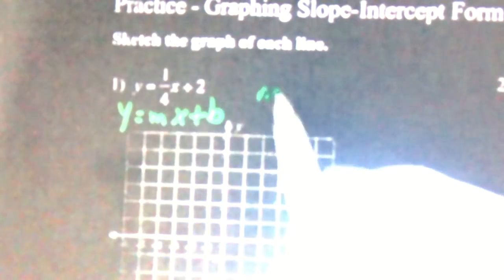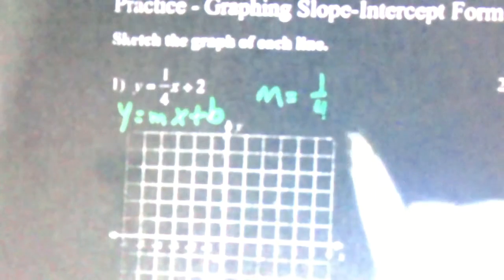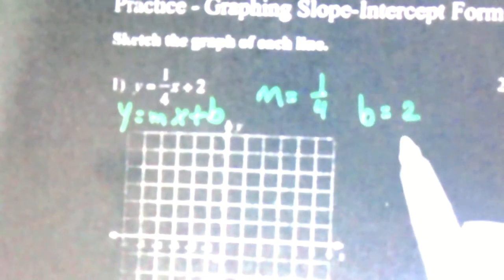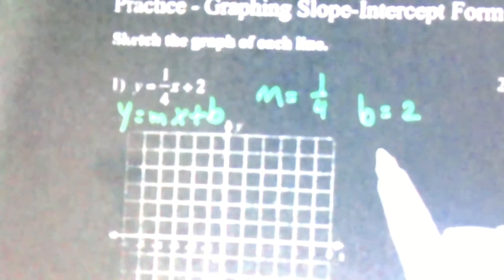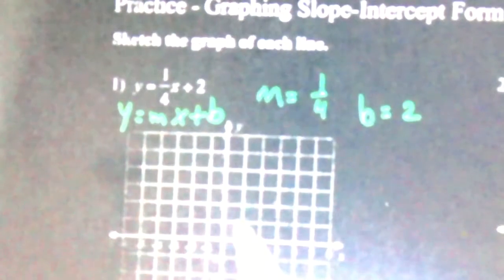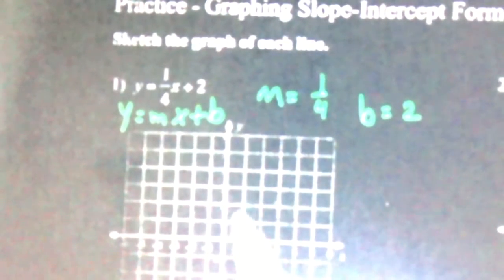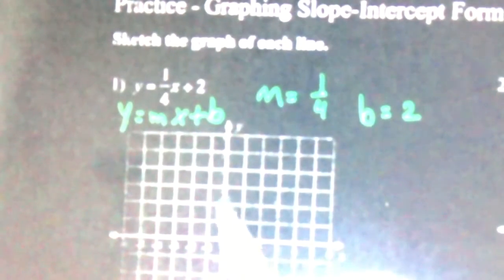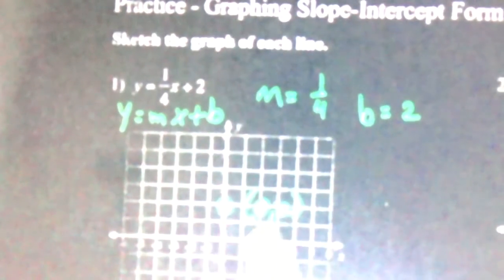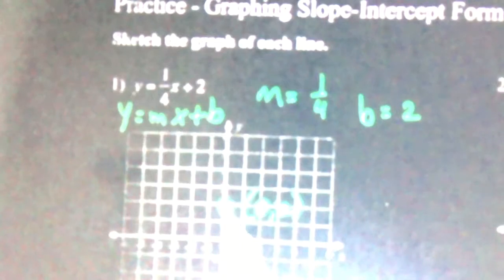So m is the slope, 1/4. b, the intercept, is equal to 2. How does that play out in the graph? Well, the y-intercept is the place where the line crosses the y-axis or is intercepted by the y-axis. So that would be at the point 0, 2. Why 0, 2? Because there's no movement in the x, no right or left, so that's 0, but it's up 2. Now, what do we do? Where do we go from here?